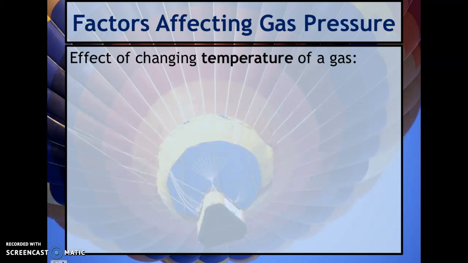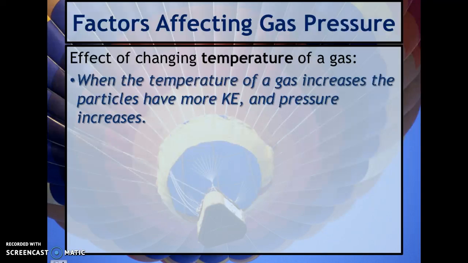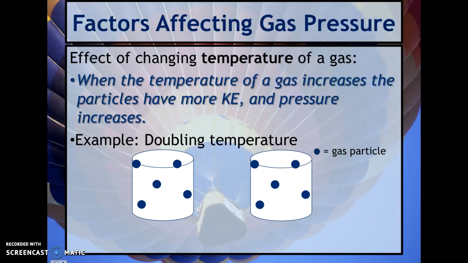Let's look at the effect of changing temperature on a gas. When the temperature of a gas increases, the particles have more kinetic energy and pressure increases. Remember, when you increase the temperature, particles are going to move faster, therefore making more pressure. Here's an example, doubling the temperature. If you take a look at the two containers, both of them have 5 particles of gas and the same volume. They should have exactly the same amount of pressure.